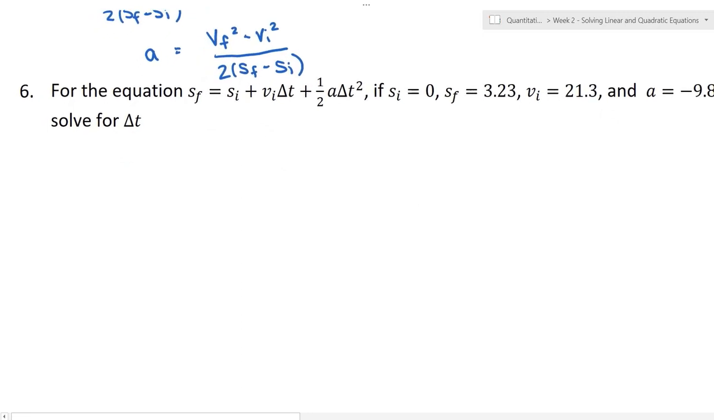We have this long equation, SF equals SI plus VI delta T, this little triangle is called delta, plus 1/2 A delta T squared. If SI is 0, and SF is 3.23, and VI is 21.3, and A is 9.80, then what is delta T? Okay.